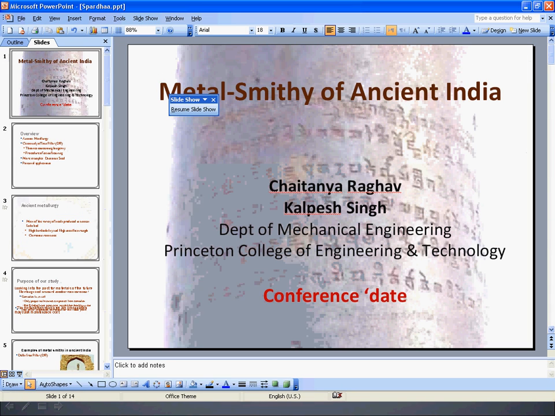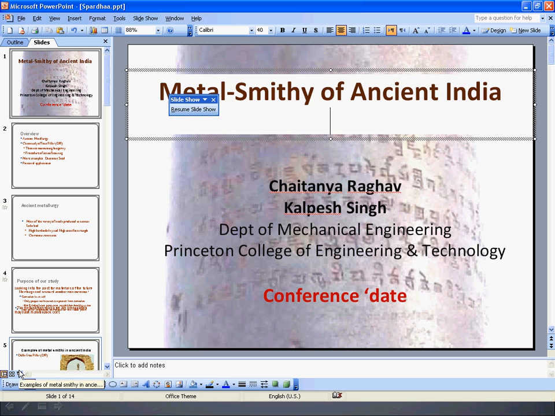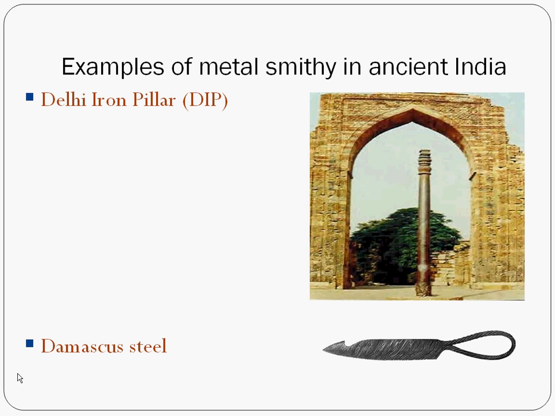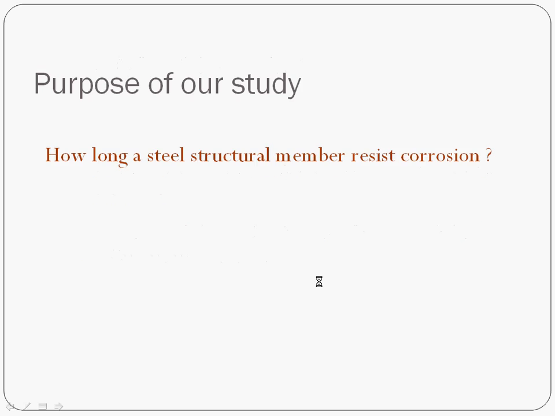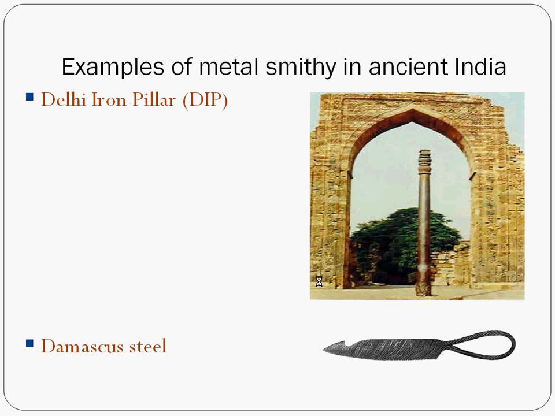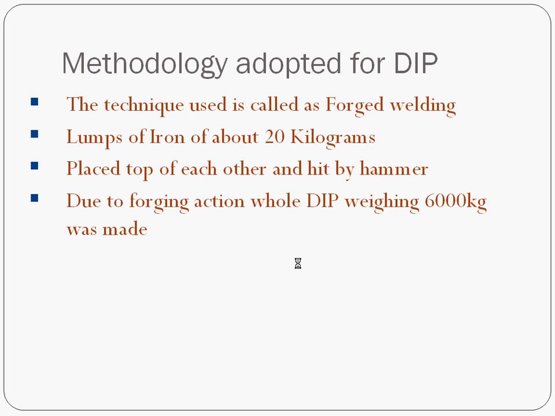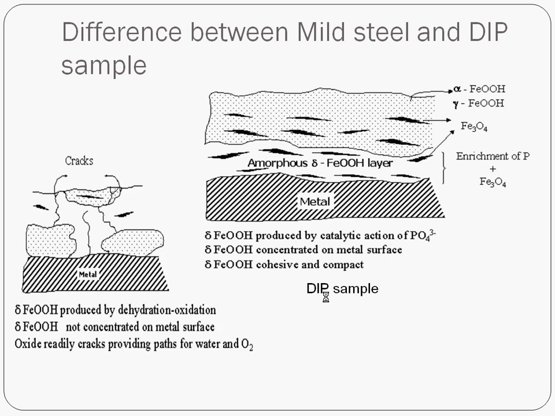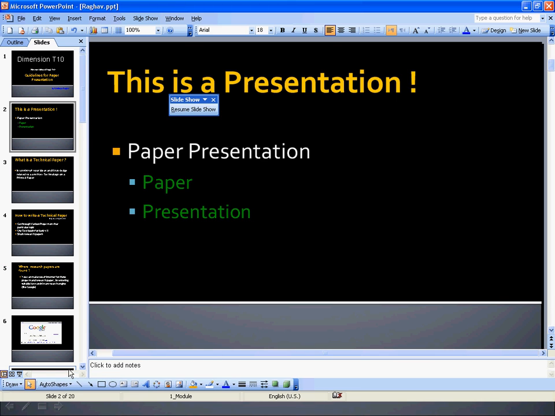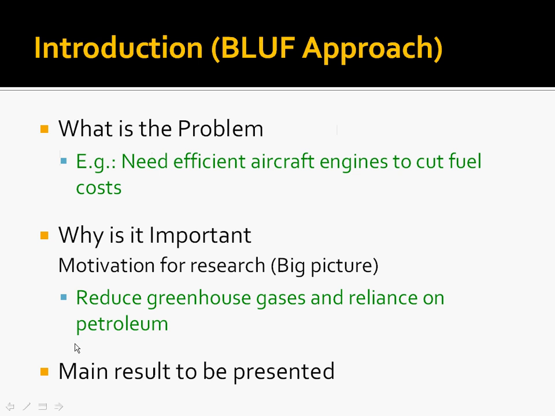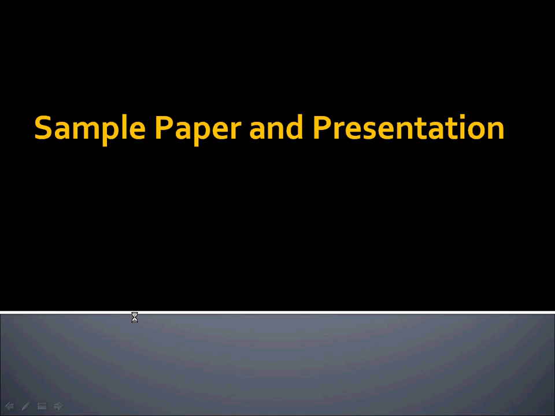There is a presentation done for the paper. This is how you do it. You put your conference date, your authors' names, and the speakers' names. The main difference between a paper and a presentation is that a paper consists of a lot of text, and a presentation has a limited amount of text and more pictures. So this is the sample paper and presentation.